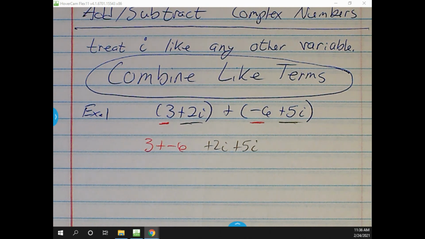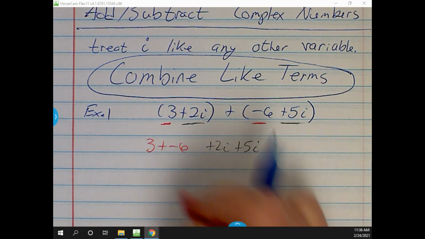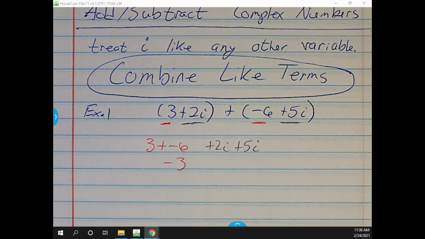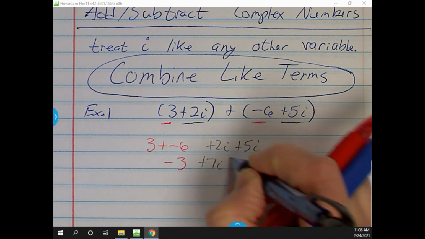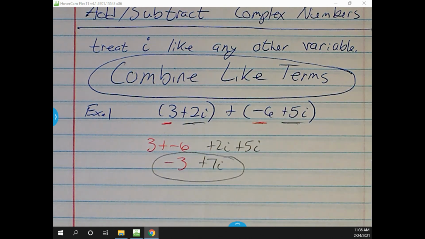Okay. And then just do the math. 3 plus negative 6, 3 minus 6, that's negative 3. 2I plus 5I is 7I. There you go. And that's your final answer.